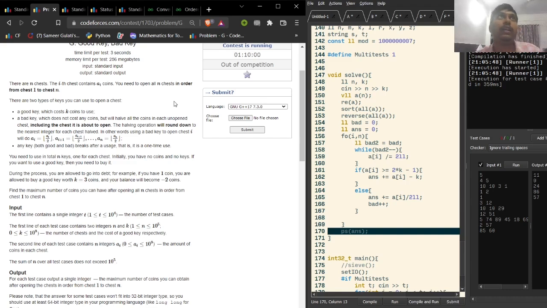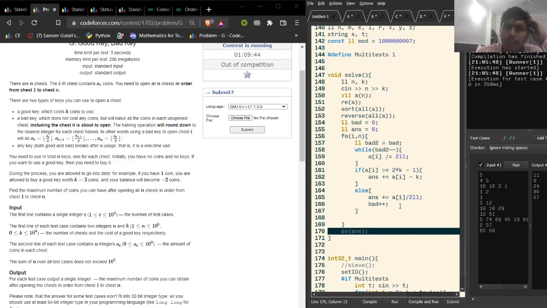Like if I just use 9 good keys first and then I use the first good key after some time, then the bad keys in between will definitely just going to hurt me. They are not going to be beneficial. So whatever good keys that I have, those should be as a prefix, is what we can realize over here.